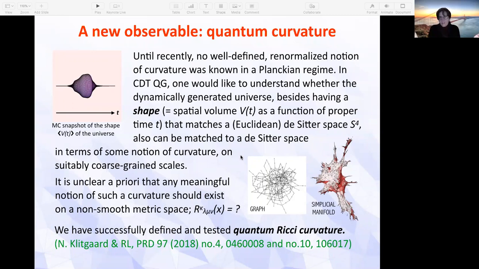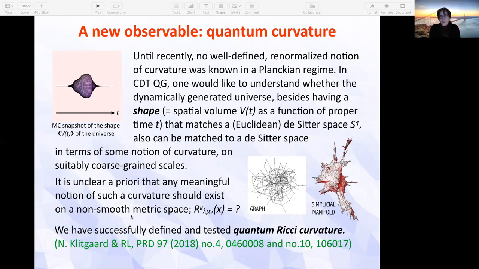Can I say anything about the curvature of these very wild objects? There was no well-defined, renormalized notion of curvature until recently that you could just evaluate in this Planckian regime and get a sensible answer. Now, very recently, we have such a quantity. Of course, it's not a priori clear that it should exist at all.